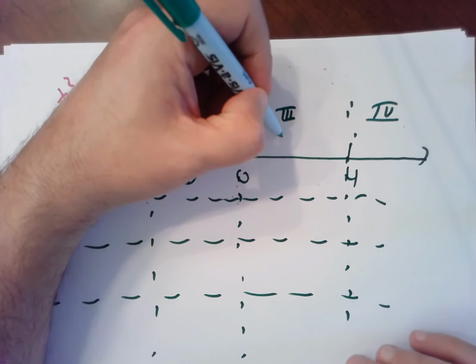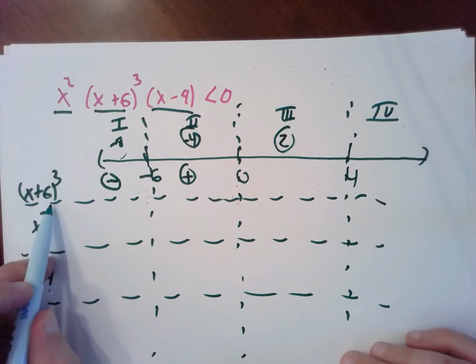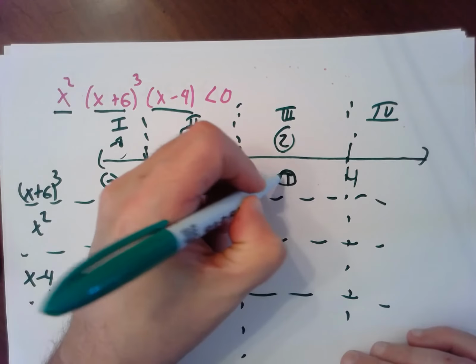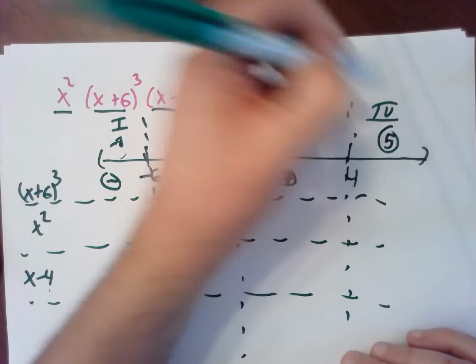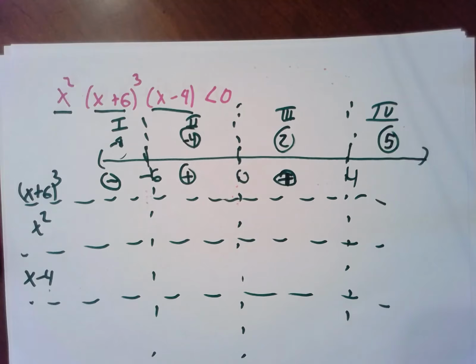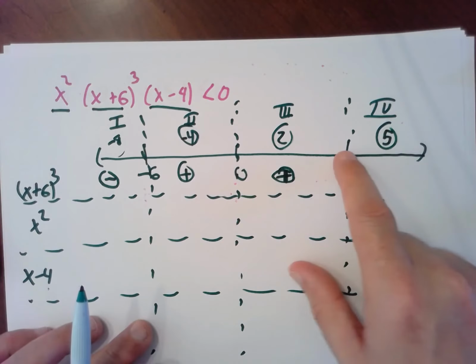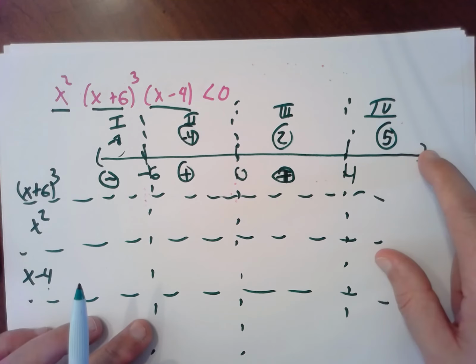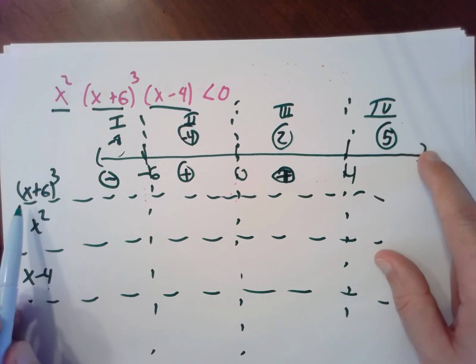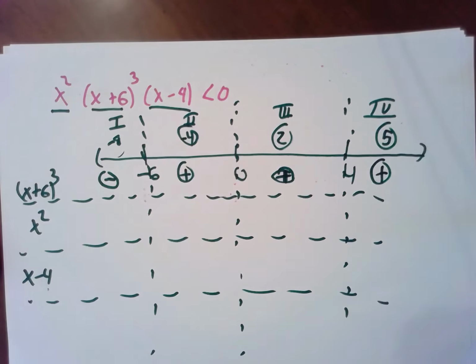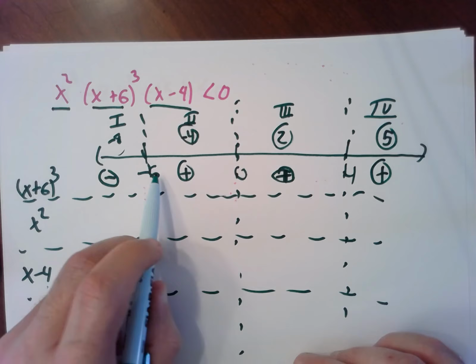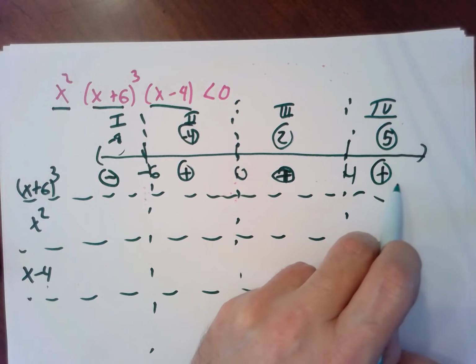Let's say we chose 2 here. 2 plus 6 is 8, cubed is positive. Say we chose 5 here. Remember, I can choose any x value I want in this entire region, anything bigger than 4. 5 plus 6 is 11, cubed is a positive number. What is 11 cubed? Don't care. I only care that it's positive. So this factor was negative, switched right there, and became positive.